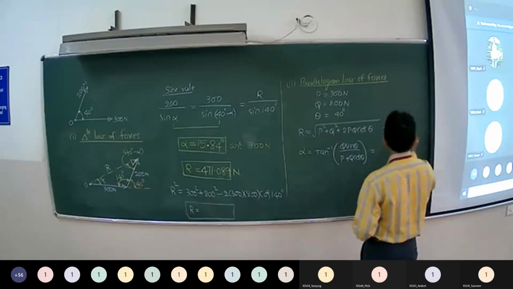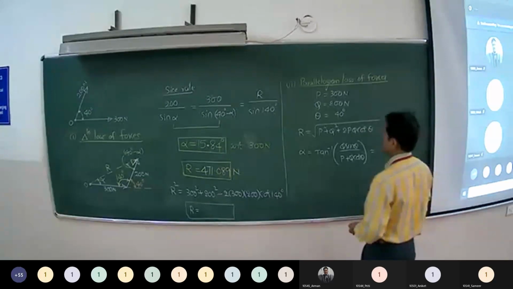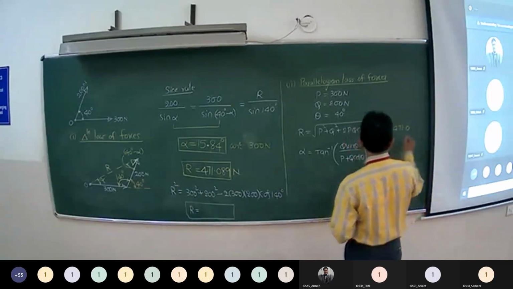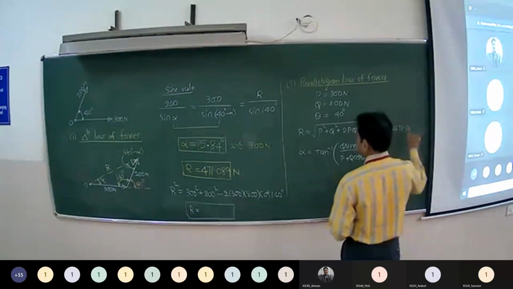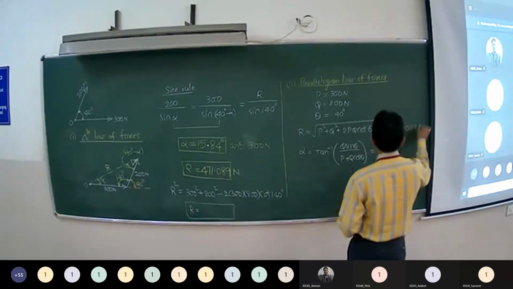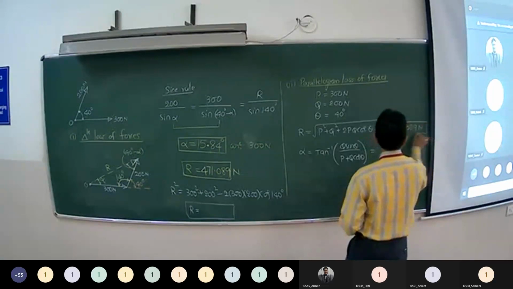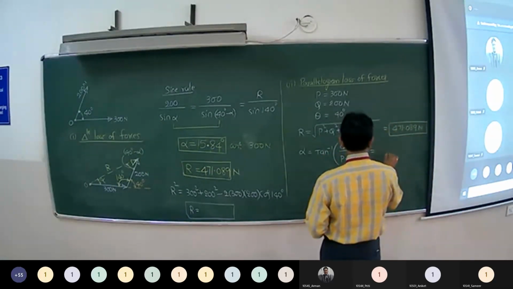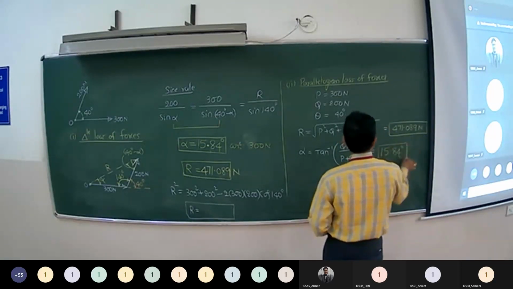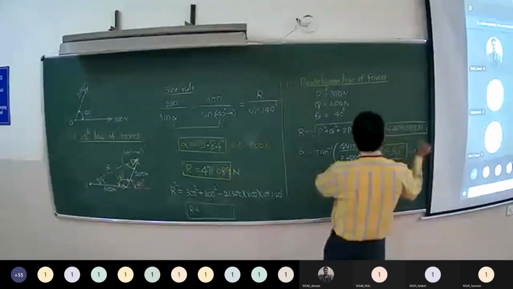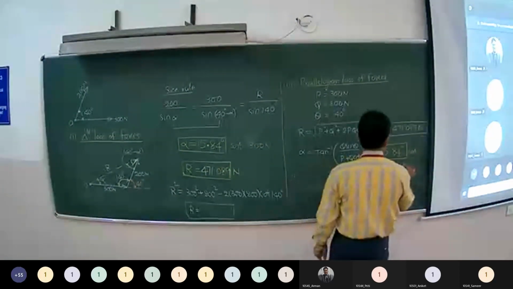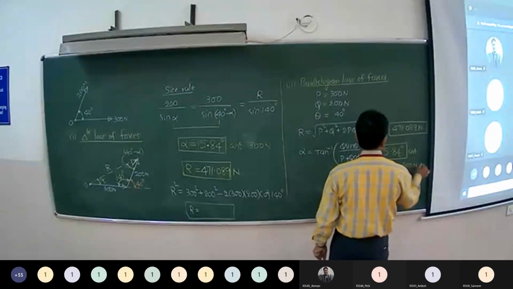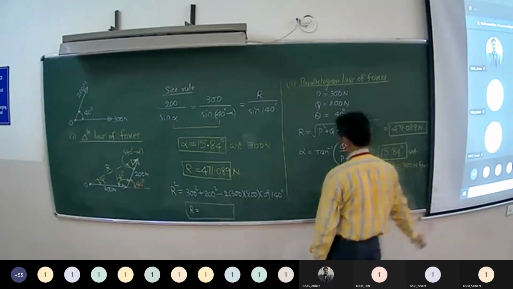471. Alpha is 16 degree. Alpha is how much? 16 degree. Okay. That difference is considered. This is again with respect to force P, that is 300 Newton force.